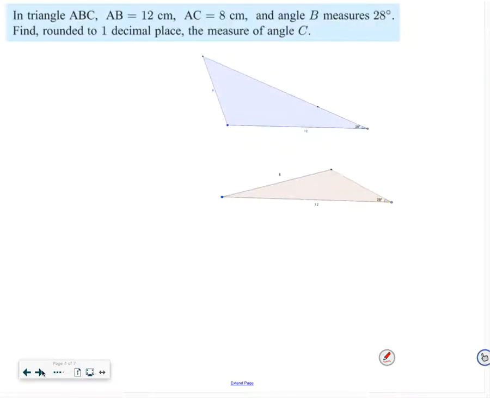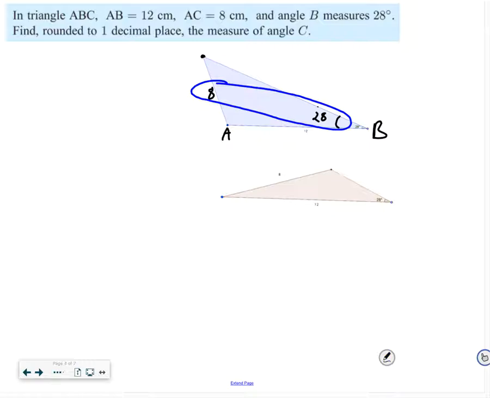So in triangle ABC, AB is 12 centimeters. AC is 8 centimeters. And angle B is 28 degrees. So this is AB, this is 12, AC is 8. If I'm going to solve this with the law of sines, I'm looking for that opposite angle in here. So what I'm trying to do is find the measure of angle C.